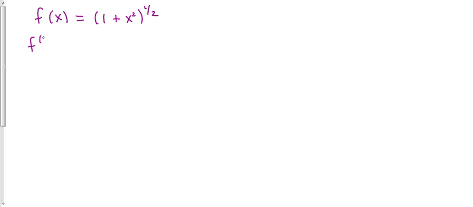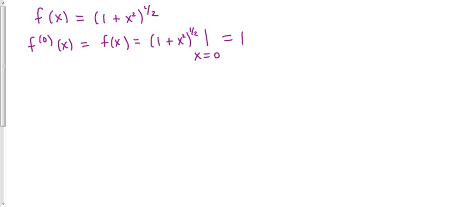If we begin with the 0th derivative, that of course is just the function. So that's going to be 1 plus x squared to the 1/2. And when I evaluate that at x equals 0, we are going to get 1. So what we're going to have to do is take the derivative at every step and then evaluate it at x equals 0.